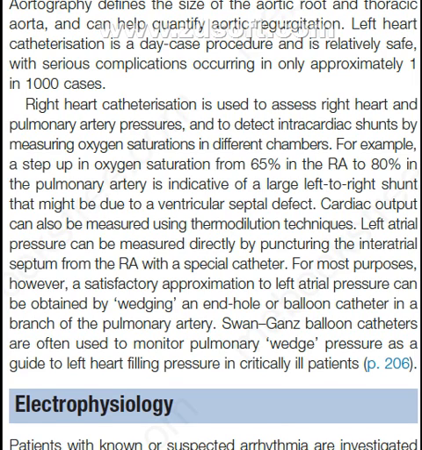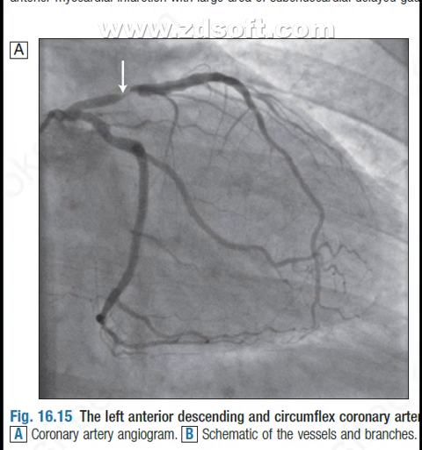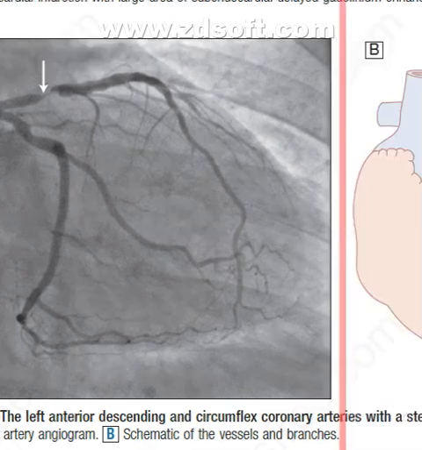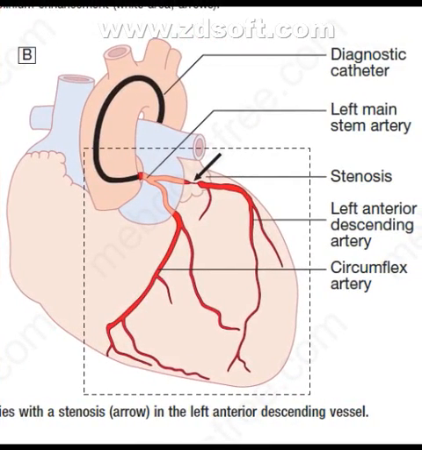This is the left anterior descending and circumflex coronary arteries with a stenosis, the arrow, in the left anterior descending vessel. A is a coronary artery angiogram. B diagram shows the vessels and branches. Here is the diagnostic catheter. Left main stem artery. There is a stenosis in the left anterior descending artery and the circumflex artery.